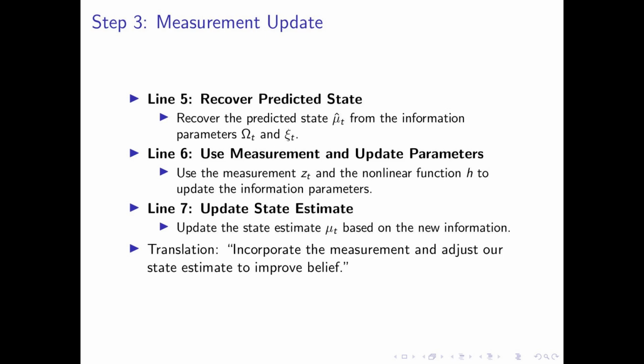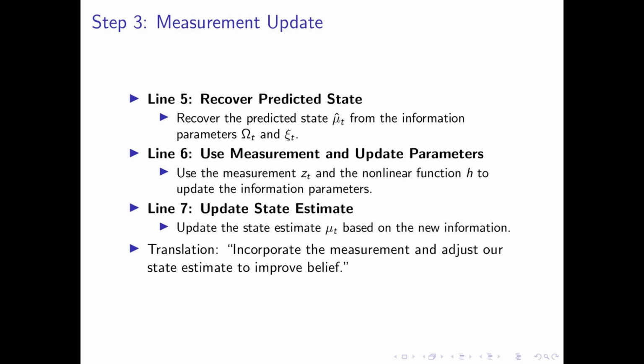Step 3, measurement update. Once we get a new measurement, we update our belief using the nonlinear function h. Line 5, recover the predicted state from the info parameters. We need this because h needs the state as input. Line 6, use the measurement and the function h to update the info parameters. Compare the measurement with what we predicted using h and adjust our info parameters accordingly.